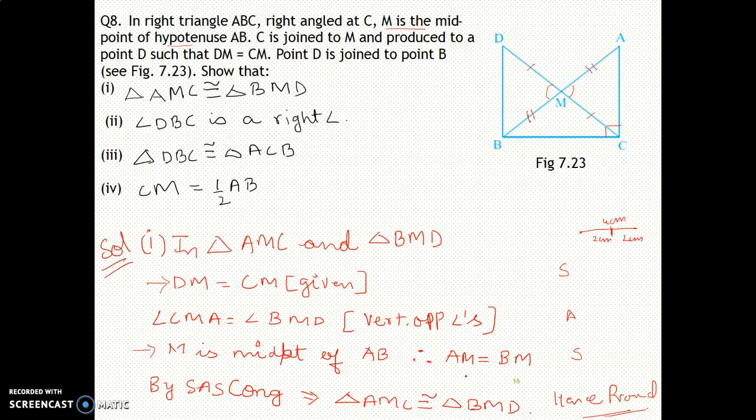Okay, clear? Now, if you see carefully, we have got side, we have got angle, and we have again got side. Therefore, by side angle side congruence, that is SAS, triangle AMC is congruent to triangle BMD.